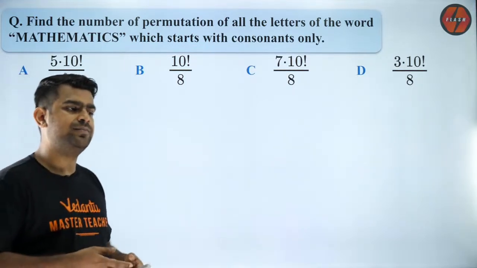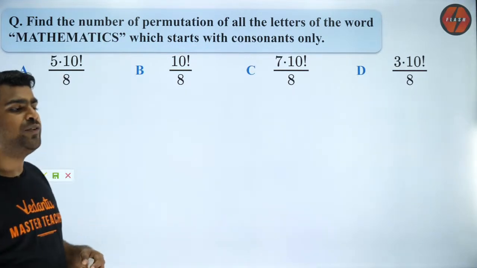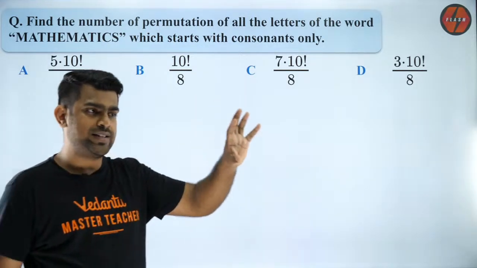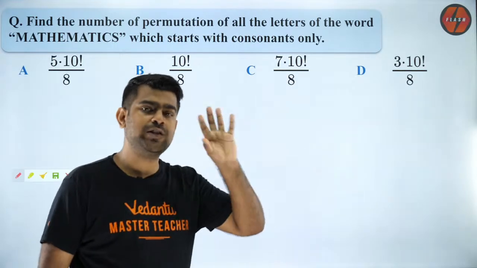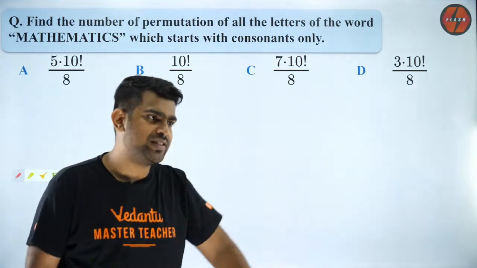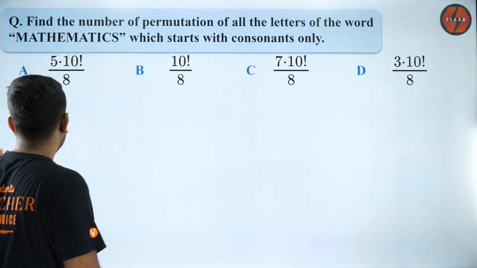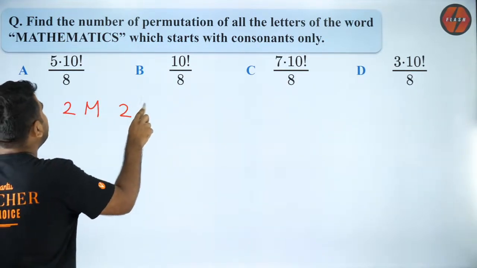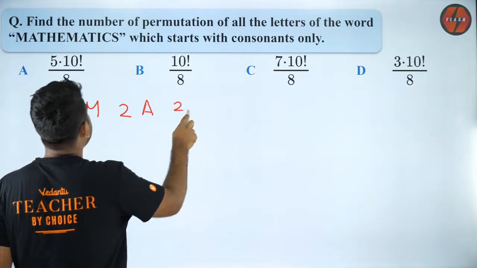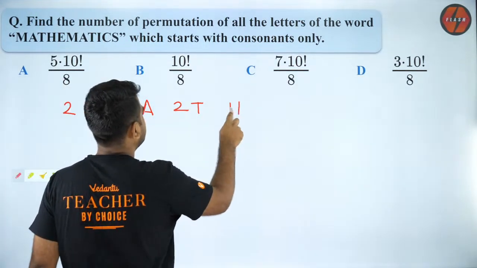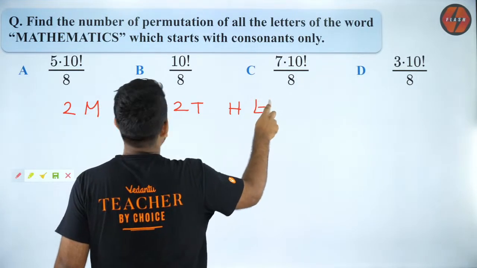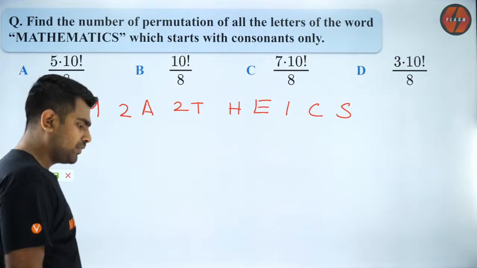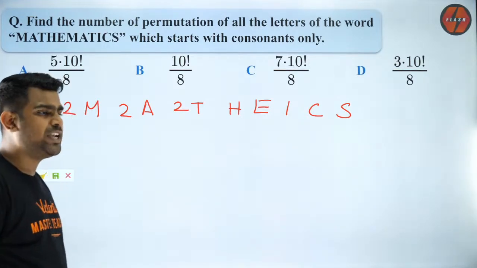Okay, we will check it. Everybody is confident that it is option A. Okay, let me check it. So guys, this is a good question. First of all, understand that this is a good question. So what do I have here? Let's write down the letters. I have 2 M's, 2 A's, 2 T's, then I have H, E, I, C and S. Do you guys agree with me on this?